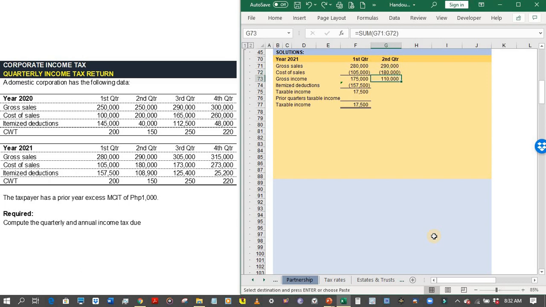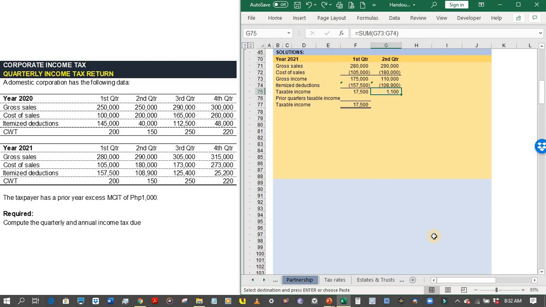Then gross income is 110,000 pesos. That is the difference between gross sales and cost of sales. Then deduct the itemized deductions of 108,900. We have a taxable income of 1,100 pesos. Again, this is only for the second quarter, which covers April to June of 2021.